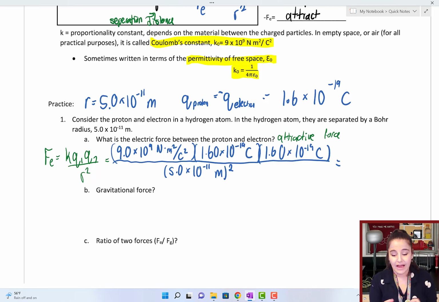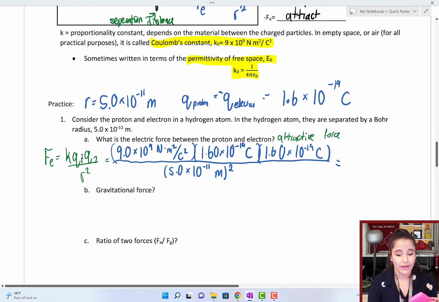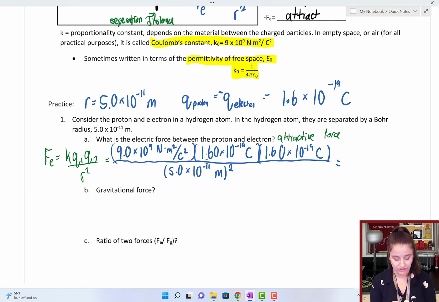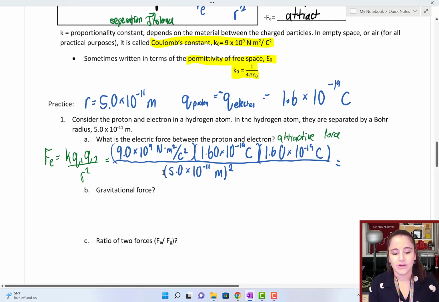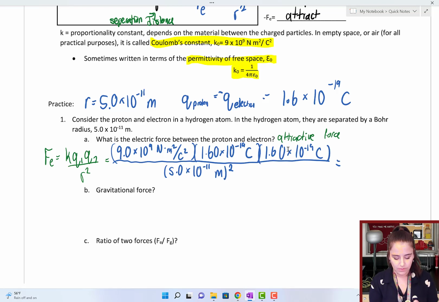Okay, now calculators get very confused when doing scientific notation in order of operations, so I highly recommend you use your exponential notation button, your EE button, your EXP button, so that your calculator knows to treat each of these as one whole number. And then you can do the calculation all at once. So I have 9 times 10 to the 9th times 1.6 times 10 to the negative 19 times 1.6 times 10 to the negative 19.